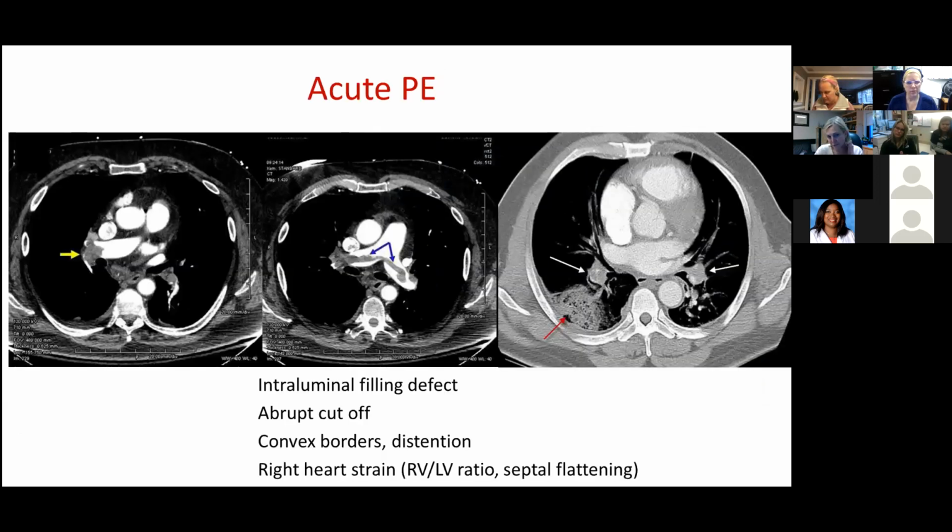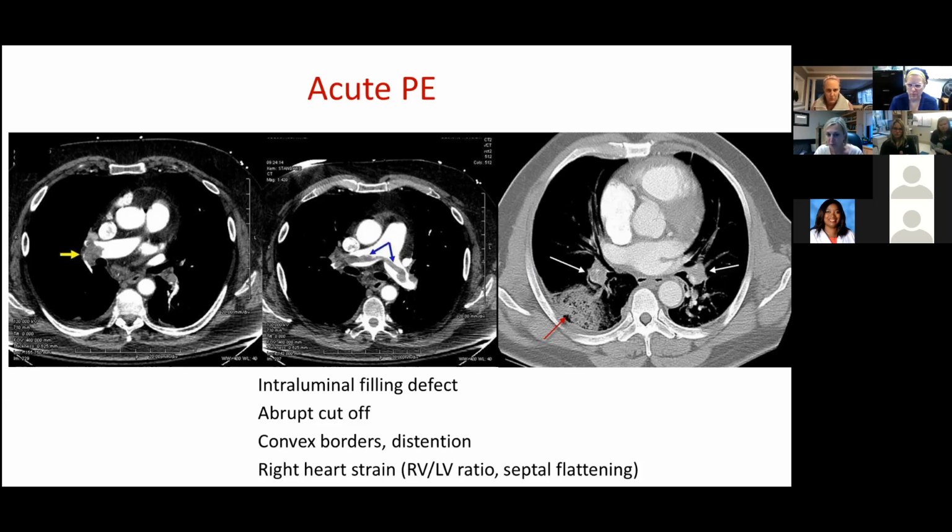So let's do some of the cool scans for acute PE. You have to be careful when reading CAT scans. Acute PEs have a number of characteristics that we usually look for that are not there for chronic PEs. With acute PEs, we usually see this intraluminal filling defect with an abrupt cutoff, as you see with the yellow arrow. The blue arrow shows you that the clot is in the middle of the vessels.